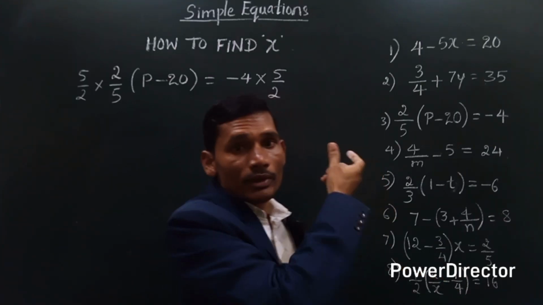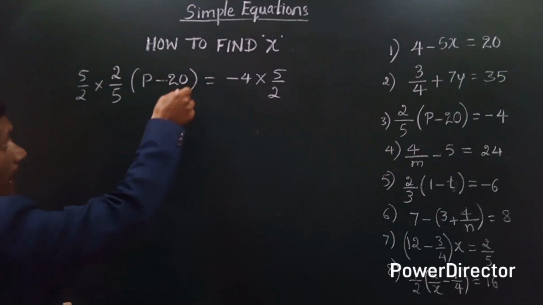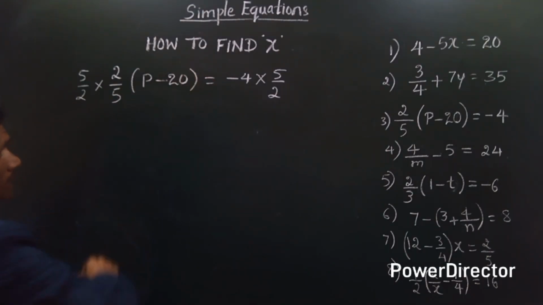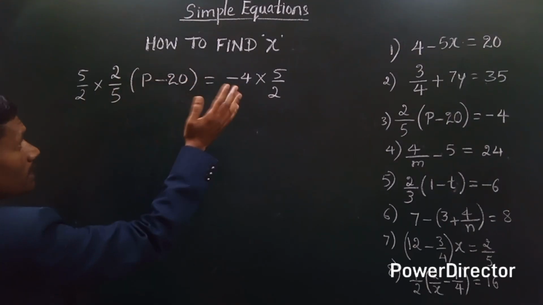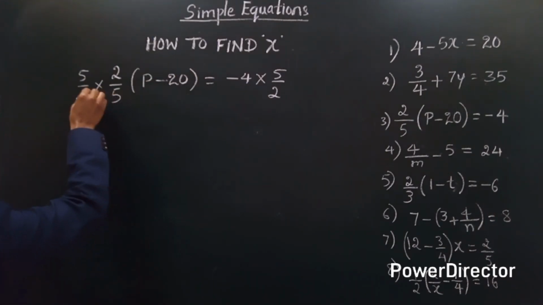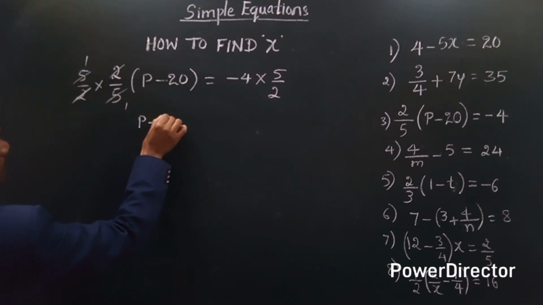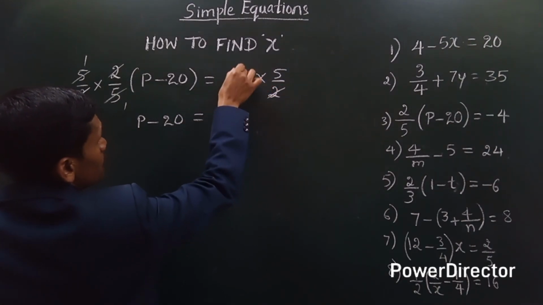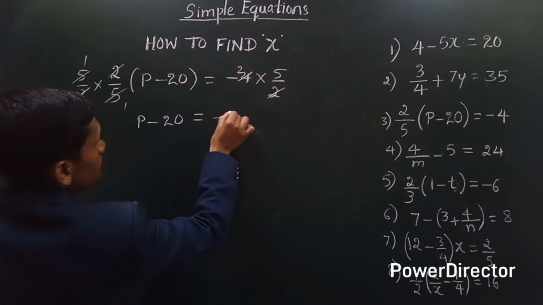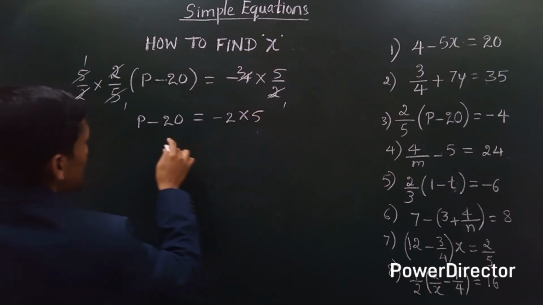Right? Means we should not affect the equation. If you don't want to affect the equation, and if you want to get the solution, this is the rule. What is that? We have to do the same operation with the same number on both sides. Now coming to 2 ones, 2 ones went, 5 ones, here also 5 ones went. What remains here? 5, that is P minus 20 is equal to, here 2 ones, 2 twos, means minus 2 remains into 5 is there.